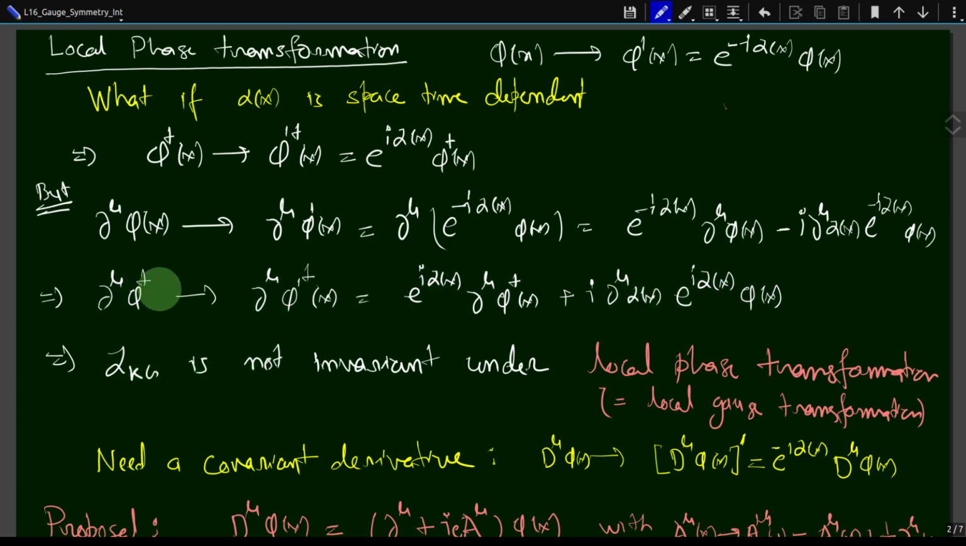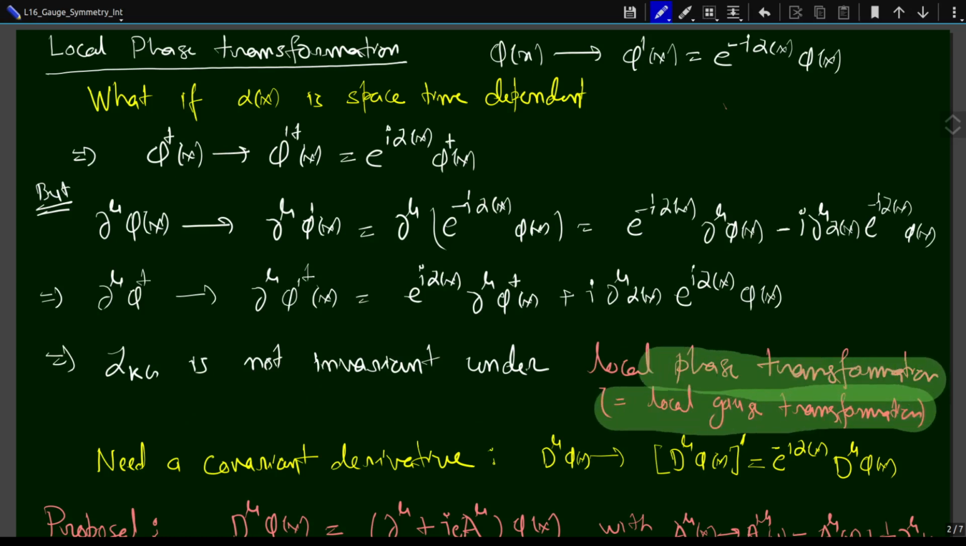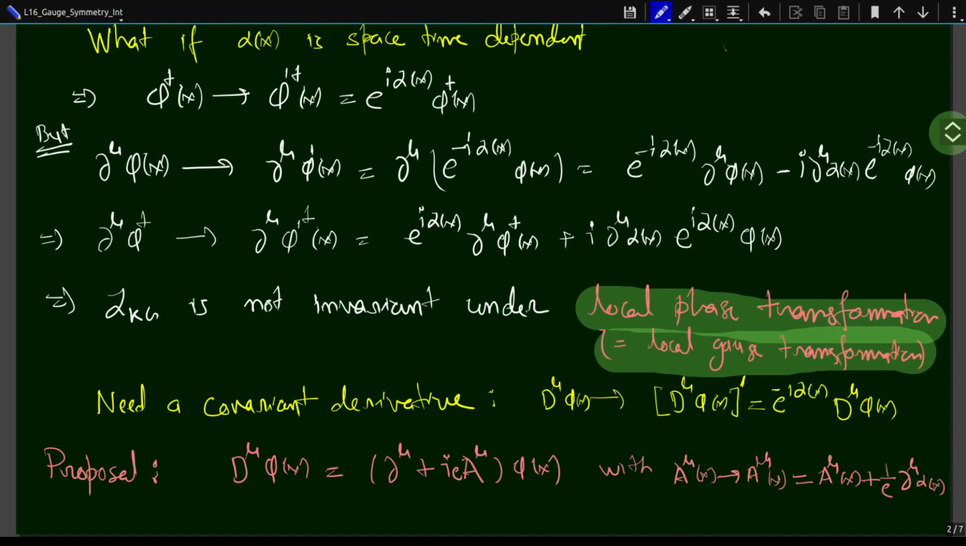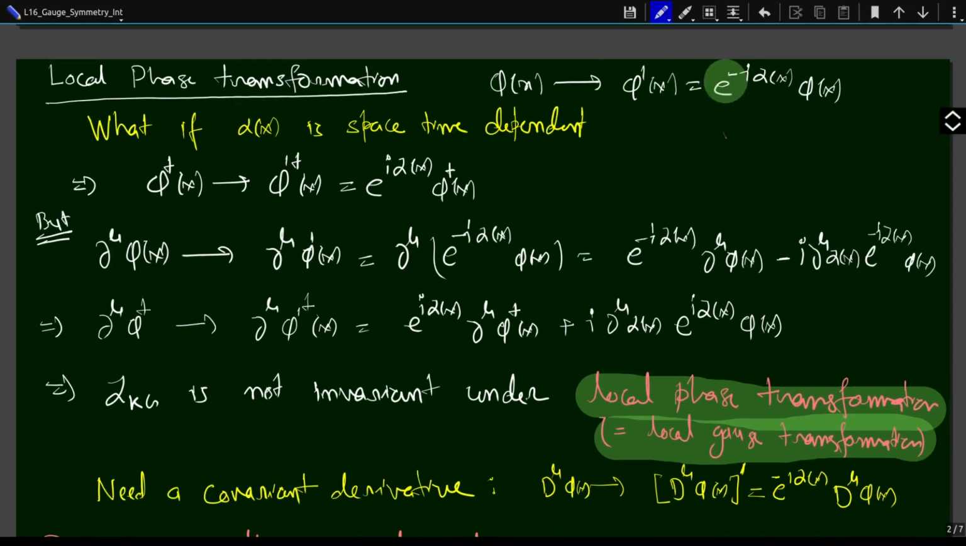So the Klein-Gordon Lagrangian is not invariant under what's called a local phase transformation, which I'm going to call a local gauge transformation. If I want invariance, I will remove all the terms which are the culprit. In fact, it's the derivative term which is the culprit, because as we can see, phi of x goes to exponential minus i alpha of x, and phi dagger goes with the plus. So if I have a term like phi dagger phi, very nicely these cancel, no trouble.